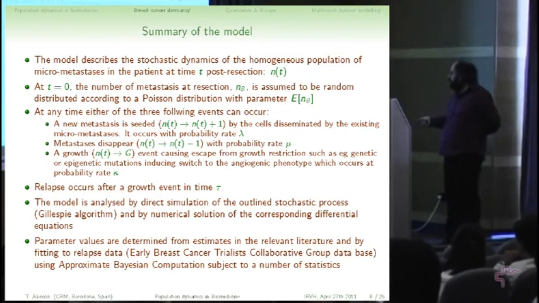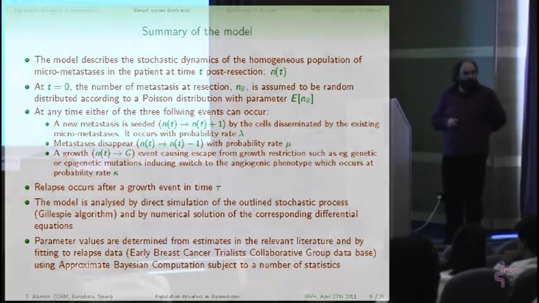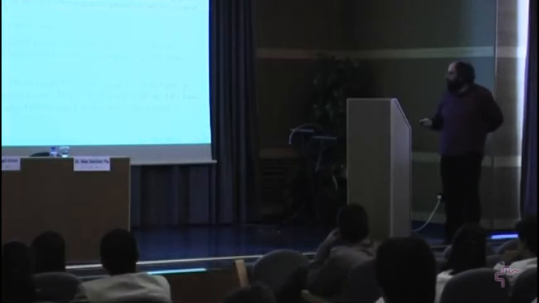of these parameter values. And also, we have fitted our model to relapse data from this database, the Early Breast Cancer Trialists Collaborative Group database, using approximate Bayesian computation, subject to a number of statistics. And the result of these simulations is that the number of metastases.